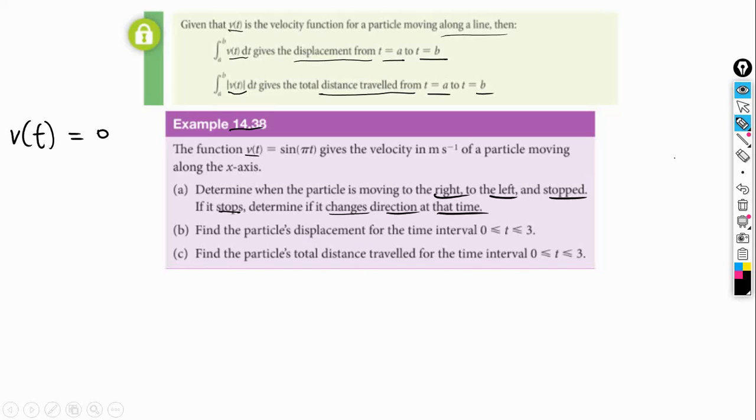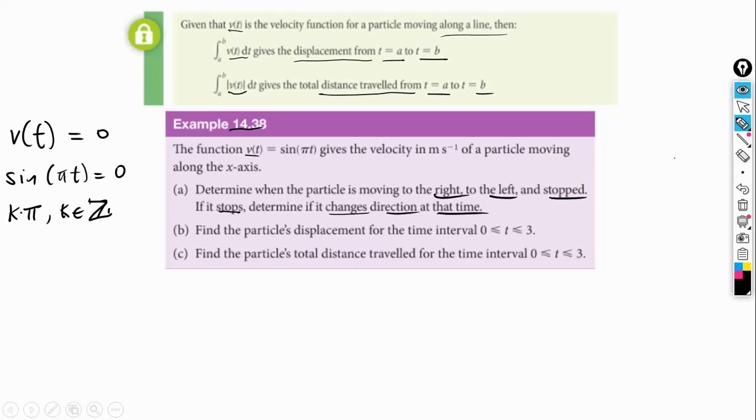Okay, so that means that we have to solve the equation sine of pi t is equal to 0. So where is sine equal to 0? Well, remember that sine is equal to 0 at any k times pi, where k belongs to the integers. That's when sine is equal to 0. And you can figure that out with a unit circle, right? Sine of 0 is 0, sine of pi is 0, sine of 2 pi is 0, sine of 3 pi is 0, etc.